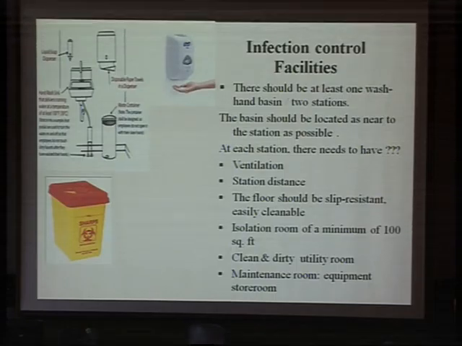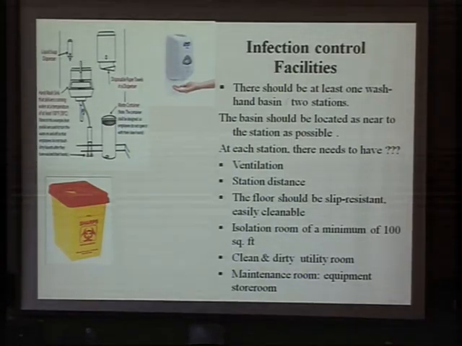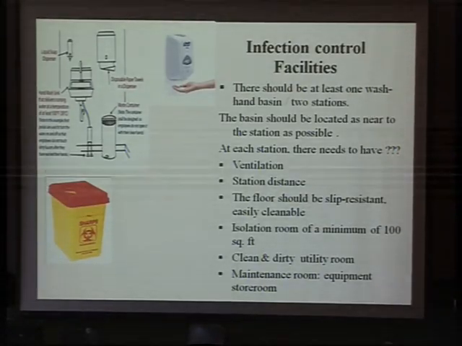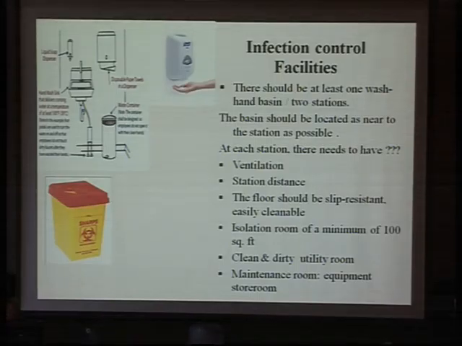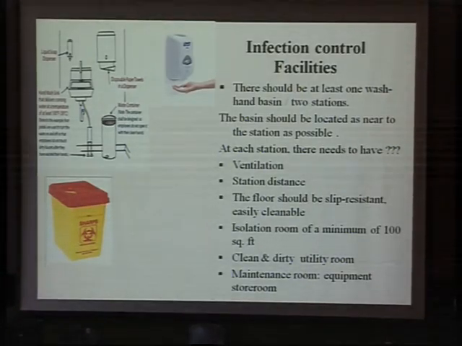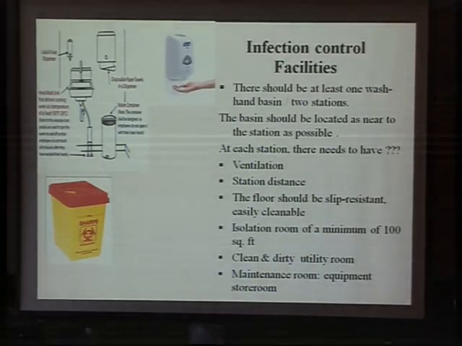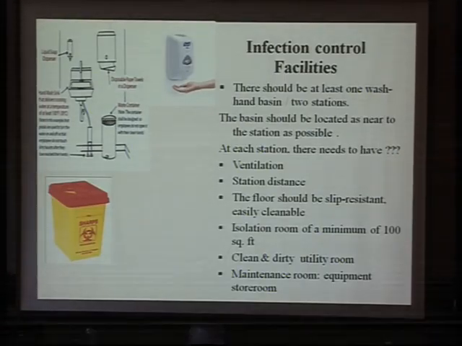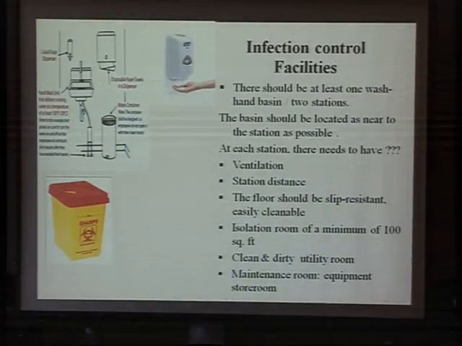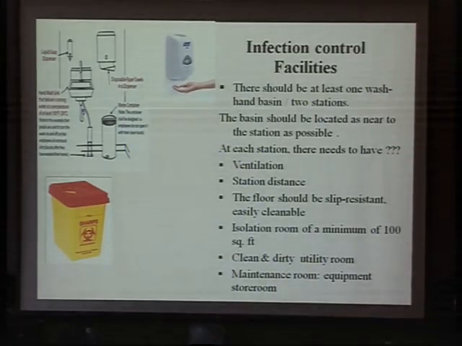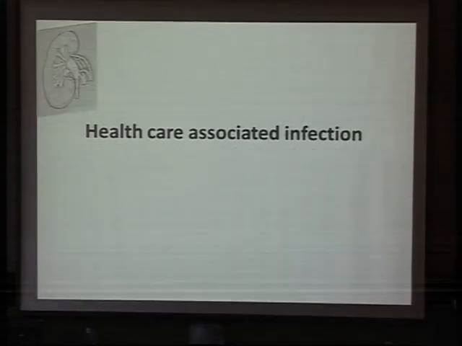The renal unit should have an isolation room, especially if you are dealing with a tuberculous patient. You should have an airborne isolation room of at least 100 square feet. I should check the clean and dirty utility rooms, the maintenance room, and the equipment storage. It's very important to take care of the environment all around. In addition, the staff room, the bathroom, everything that carries the risk of transmission of infection is very important, and you will see what the points of interest are when visiting the hospital.